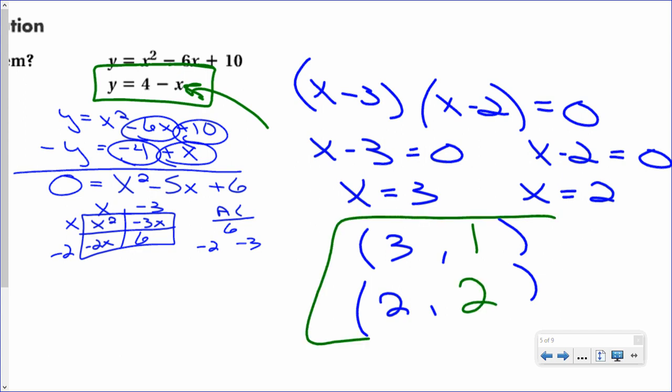So it's 2 different methods of solving a quadratic crossing with a straight line.